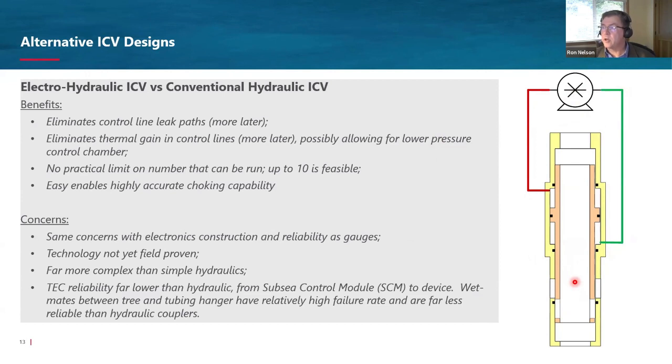We were just talking a little bit ago about the electronics construction and reliability. This is full of electronics, and reliability under those downhole conditions is just as important. This technology is not yet field proven. There are, I think, 4 of these valves in the ground in Norway, and they've not been in the ground for very long. So we don't know how they're going to perform in 10 years.